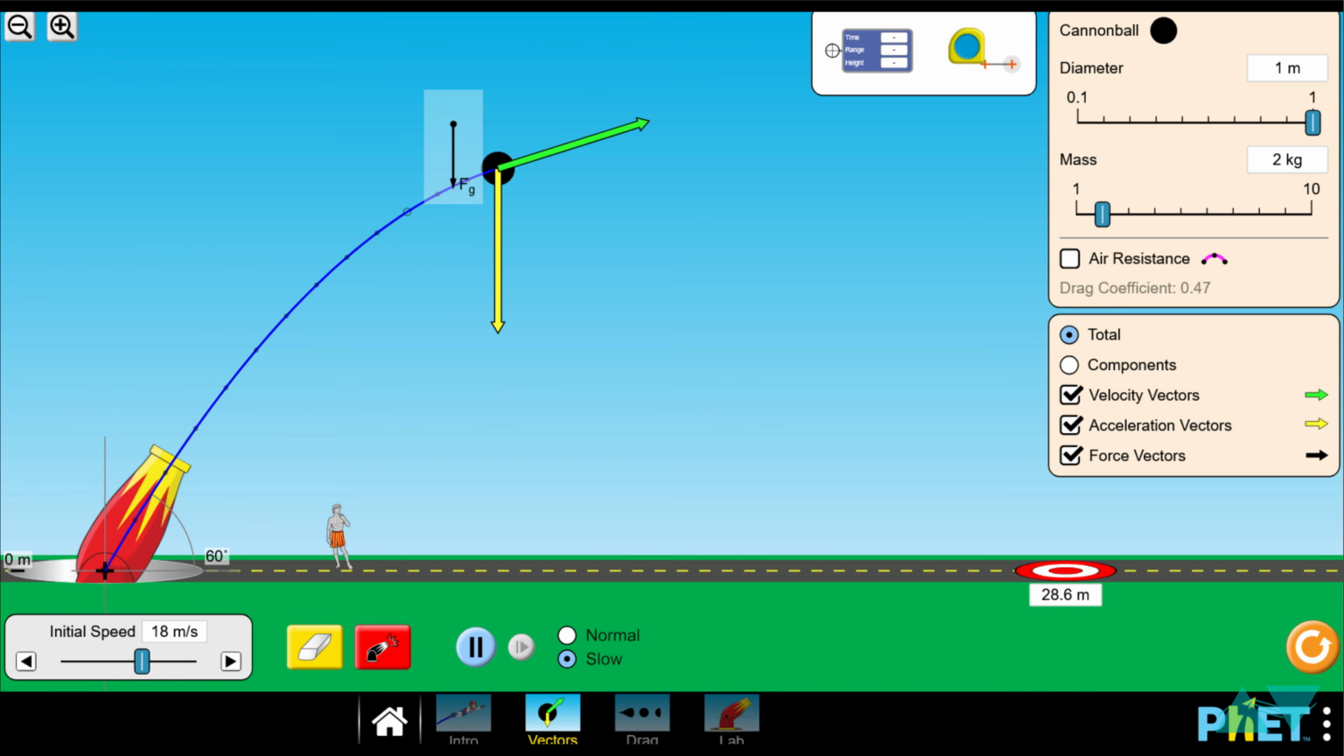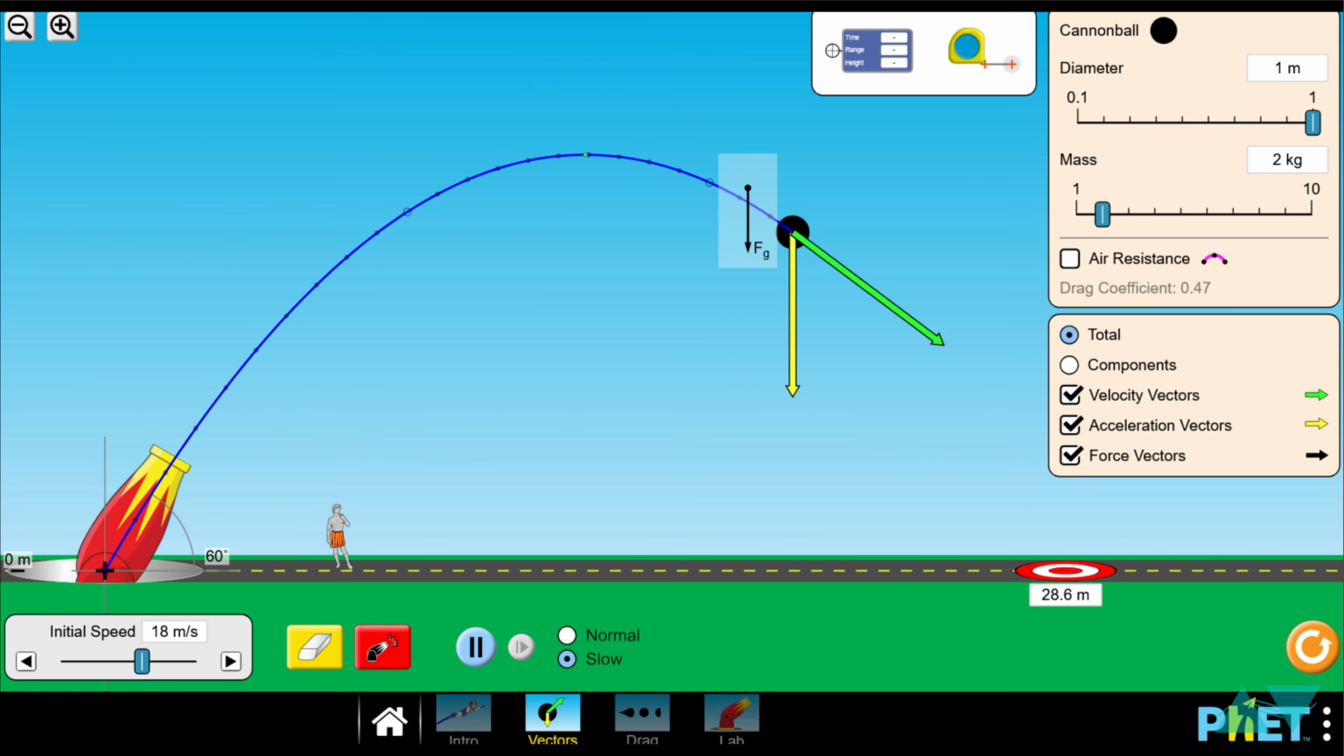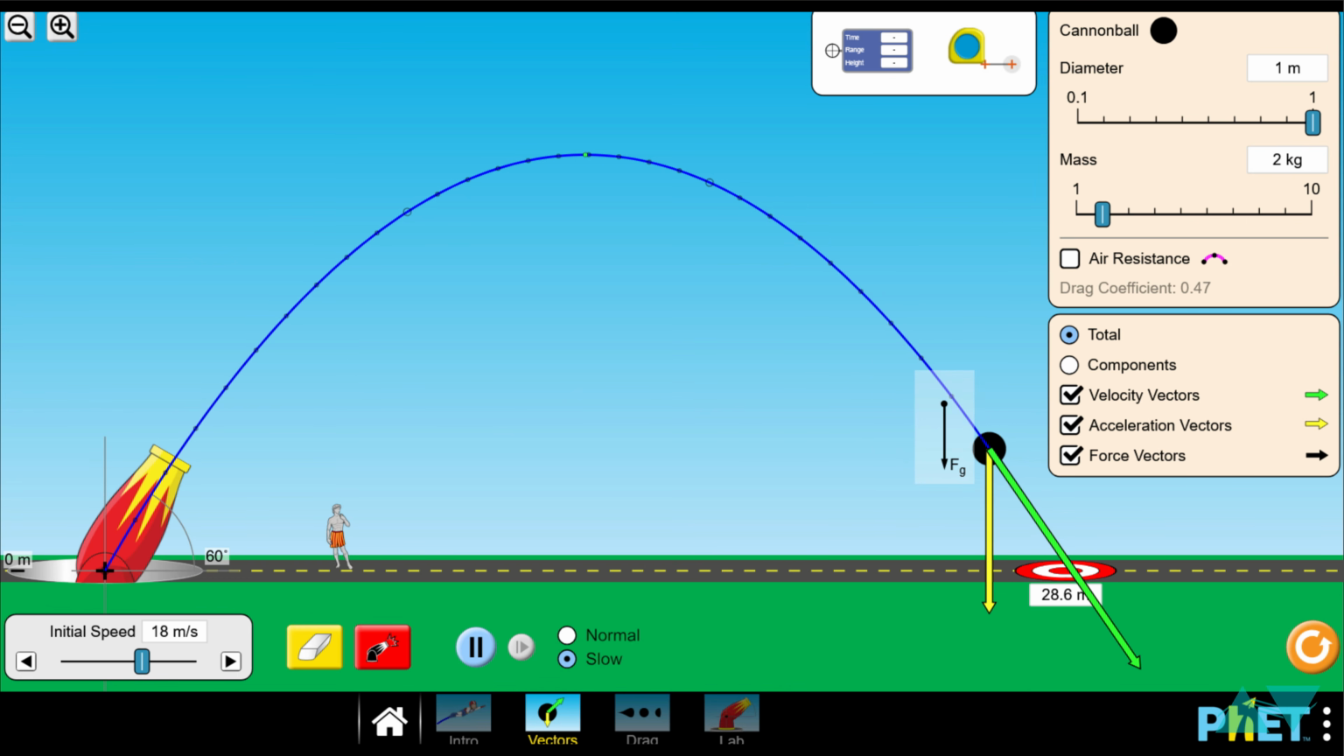If you observe the motion of the ball carefully, you will see that it is moving horizontally in the rightward direction, and at the same time it is moving vertically upward first and then vertically downward in the later part of the journey. This is a projectile motion.